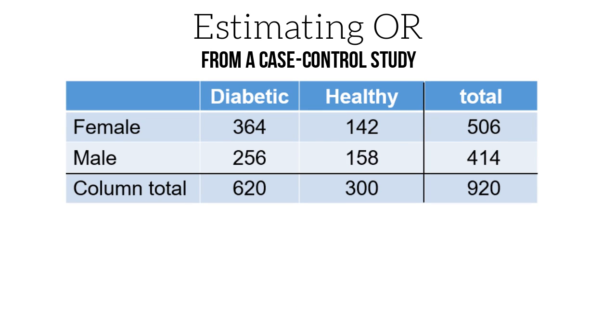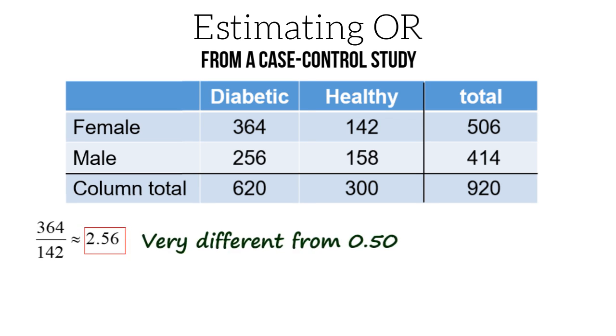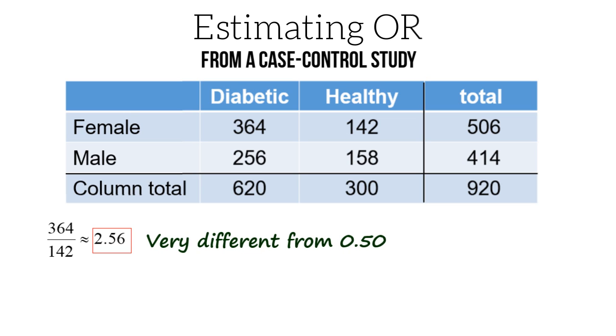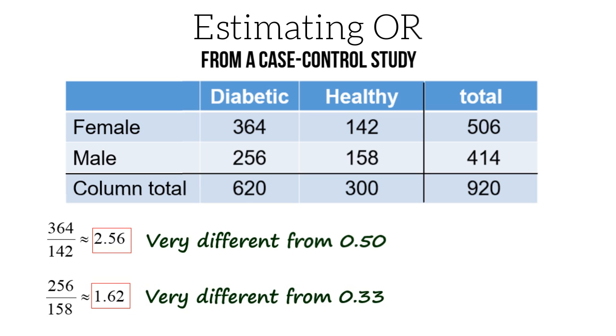We have seen in the previous unit that the population risk for females and for males cannot be accurately estimated from the sample. Not surprisingly, the same holds for odds. Going through the same mechanics, 364 divided by 142 is an approximate 2.56. And this is very different from 0.5, which are the population female odds. 256 divided by 158 is also approximately 1.62, and this is very different from 0.33, which are the population male odds.